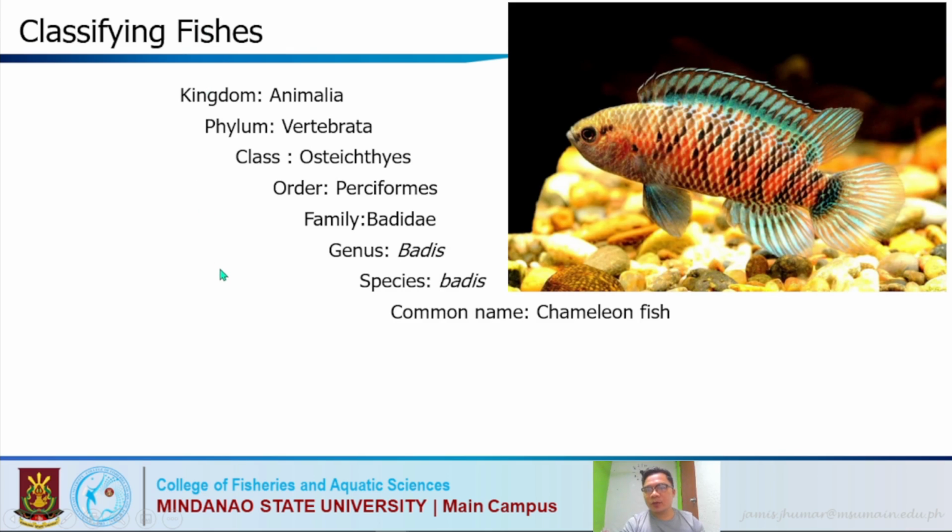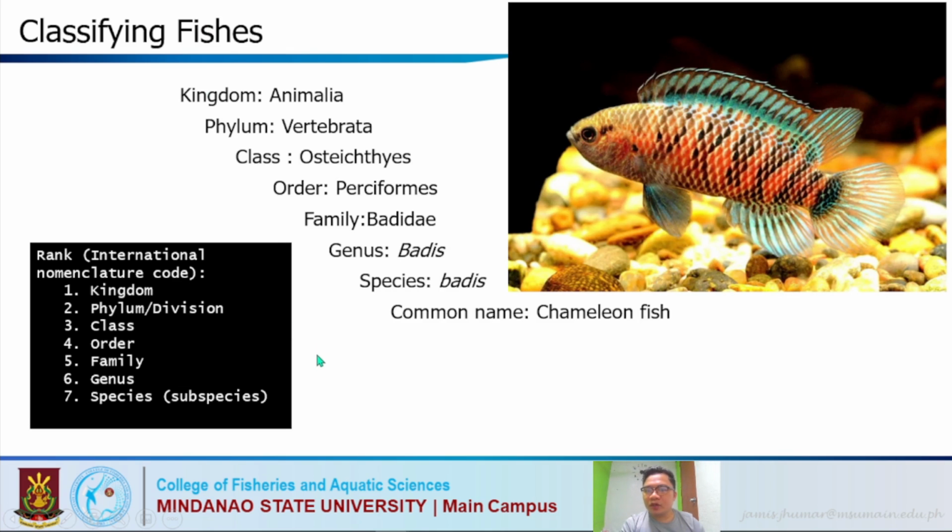In classifying fish, there is what we call the International Nomenclature Code. I know you are all familiar with this one. First is the kingdom classification, phylum, class, order, family, genus, species, and the common name. And this is the common name of this particular example of fish, the chameleon fish. One of our professors way back in my undergraduate told us that in order not to forget the sequence of this taxonomic classification, we just remember the initials: King Philip came over from Great Spain. So kingdom, phylum, class, order, family, genus, and species.